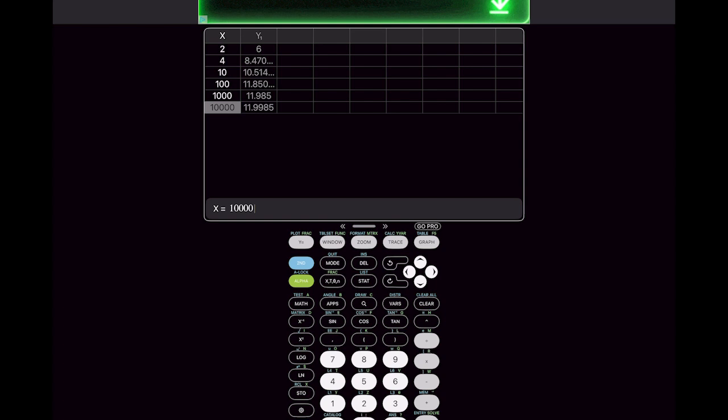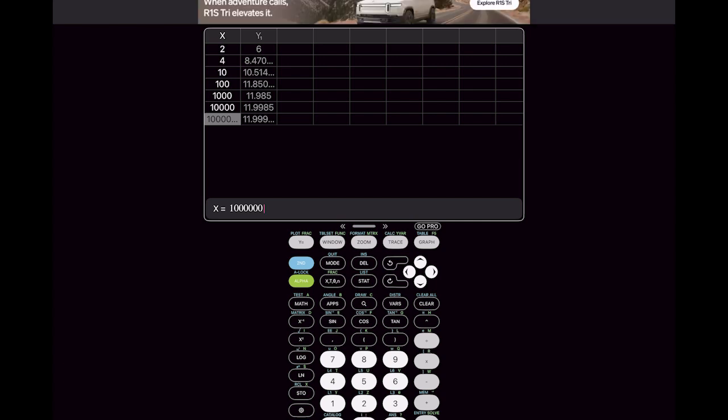If we were to type in another value, like put as many zeros as you want, eventually the calculator is going to round it to 12, but that's only because it doesn't have enough space to put the decimal equivalent in there. It's not going to be 12 ever exactly, okay? And there will be a horizontal asymptote there. You can tell if we look at the graph.